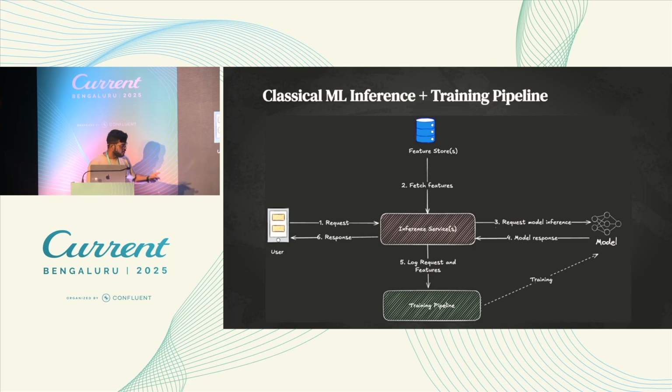We log all the features that were sent, and this is helpful much later for training. That is what we are mostly going to talk about. This architecture is called a log and wait model, and it is quite common. Almost every year we have a model deployment, especially in RecSys, recommender systems.